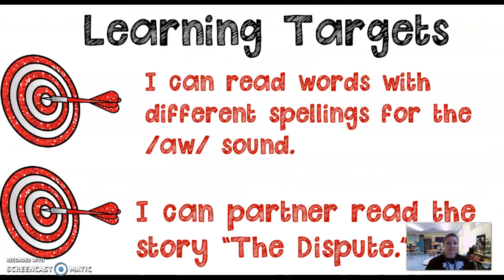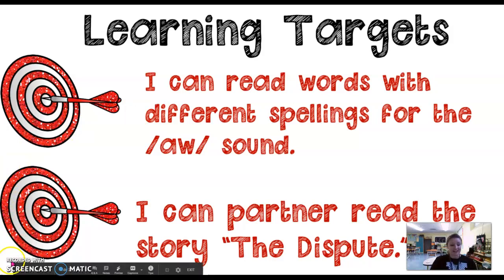Good. So today's lesson, we read words with different spellings for the aw sound. We were introduced to the A-U-G-H spelling. And we read the story called The Dispute. You also worked on your spelling words using synonyms and antonyms. Nice work today. Finish up your Google form and let us know if you have any questions.